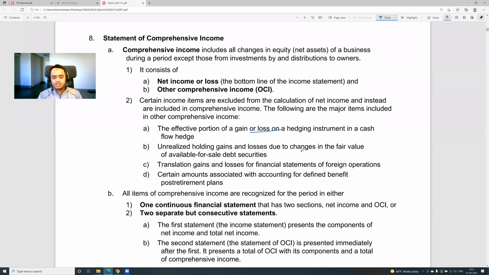Unrealized holding gains and losses due to changes in the fair value of available for sale debt securities, change in value of the asset, change in value of the stock. Don't put it under the income statement, put it under OCI.